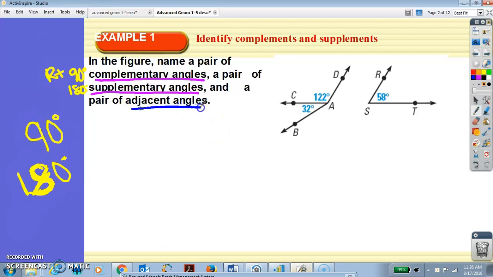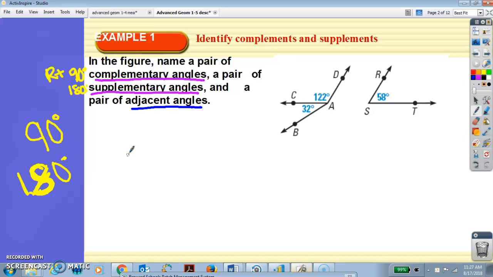Another vocabulary word is adjacent angles. Adjacent angles are two angles that are next to each other. They share a common vertex and leg, but no points in their interiors. Once again, adjacent angles are angles that are next to each other. They share a common vertex and leg, but no points in their interiors.